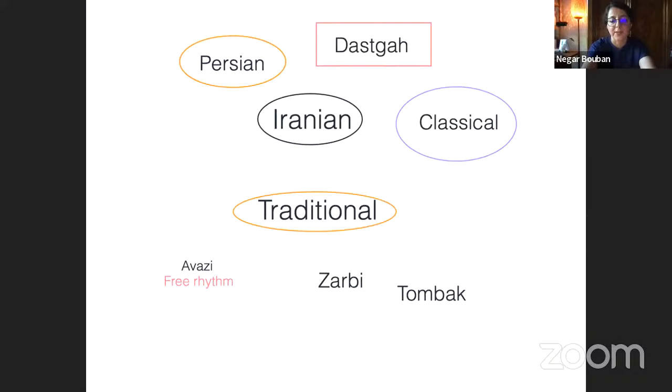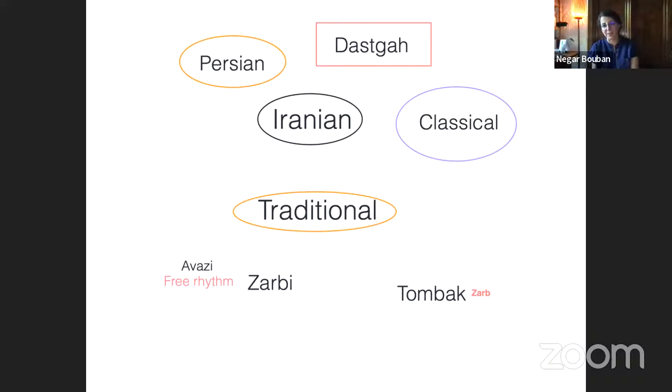Let me change the color of that, yeah. So tombak and zarb are the same things, but zarbi is the opposite of avazi. In a typical Persian music program, you have different sections of zarbi and avazi. If there are singers or not is another question. The singer can be singing in a zarbi, which has its own title, we will discuss later, or in free rhythm. The instrumentalists as well can do zarbi or avazi.